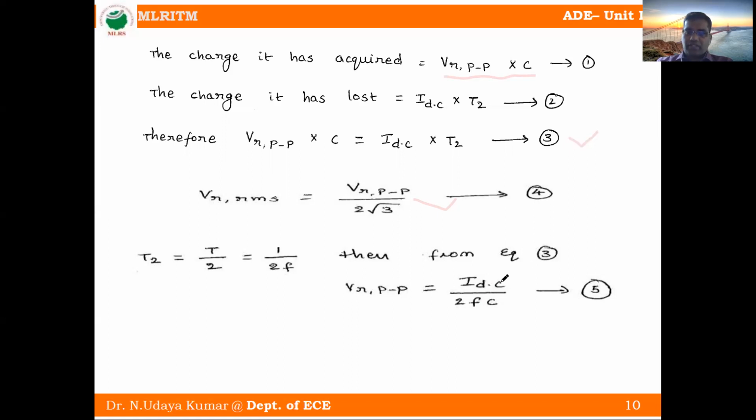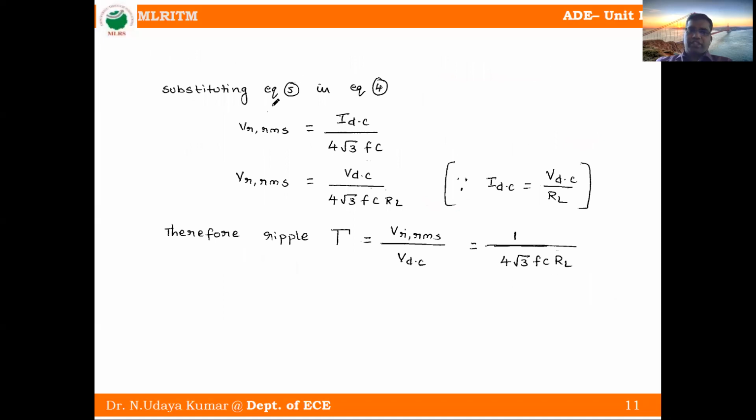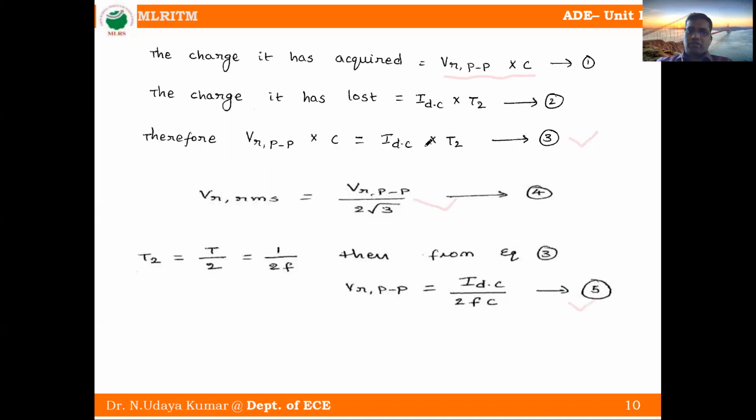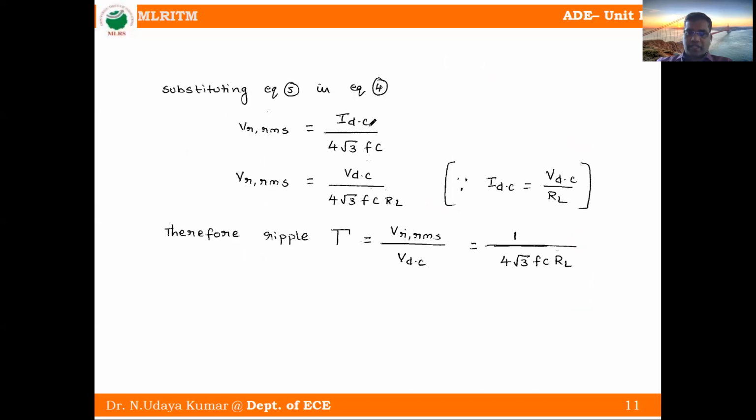Okay, this is the fifth equation. Substituting equation 5 in equation 4, VRPP is equal to IDC by 2FC. In the denominator, we will get an extra term 2 root 3. 2 and 2, 4 root 3. So 4 IDC by 4 root 3 into FC.